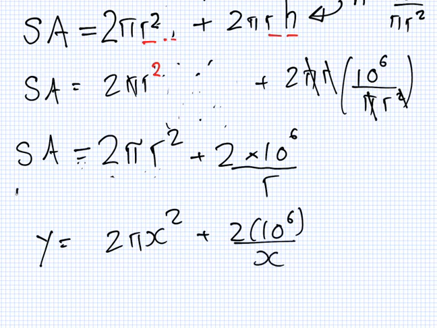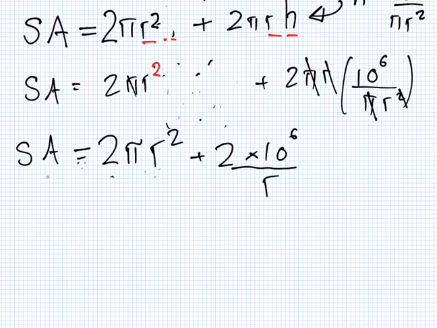Because now R is our variable and the surface area is our Y, and we would like a minimum here. So how can I find a minimum? Well, like before, you make the derivative equal to 0. I'm going to remove the last line, but you can keep it in your notebook. If you want, you can change the R into X and the SA into Y.